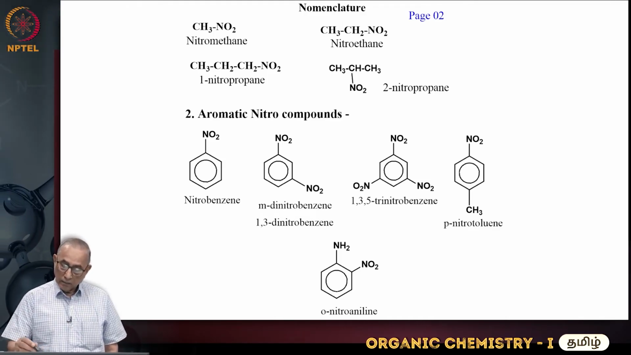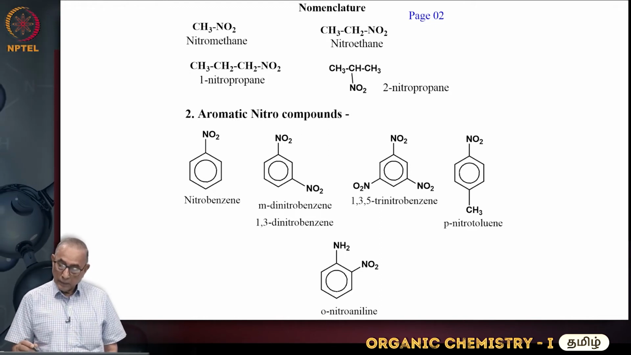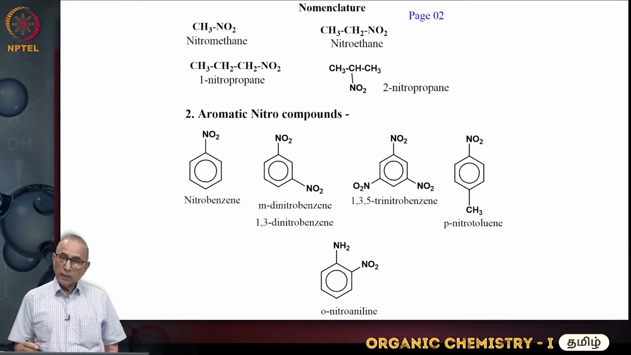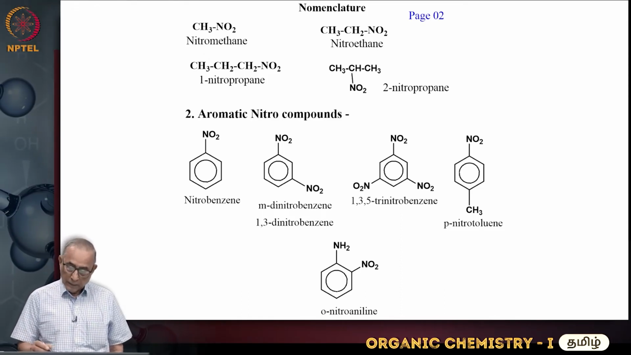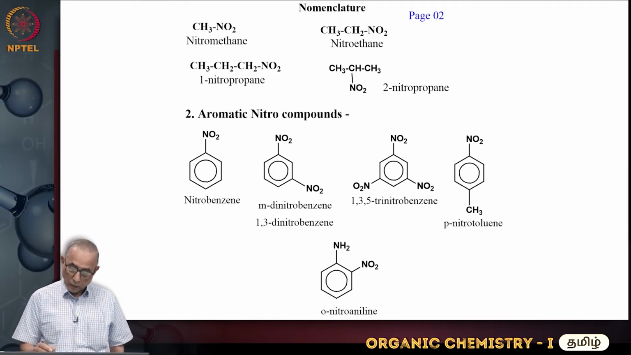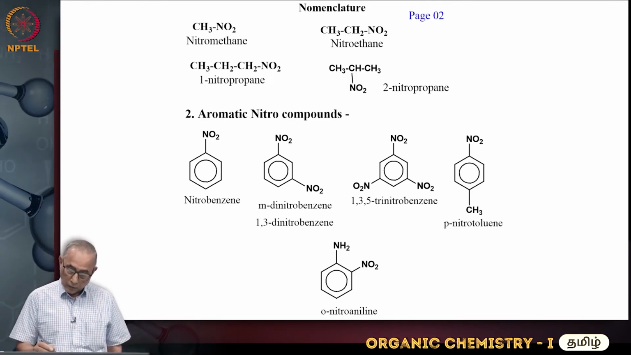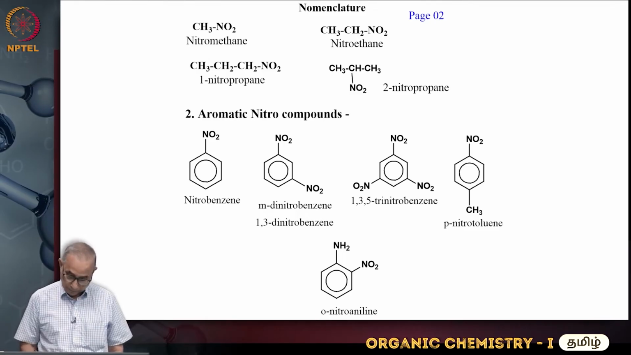And here you have a methyl group in the benzene ring. The nitro group para to that is called para-nitrotoluene. Toluene is the common name for methyl benzene. Here you have a nitro group, next to it is the amino group, ortho-nitroaniline.